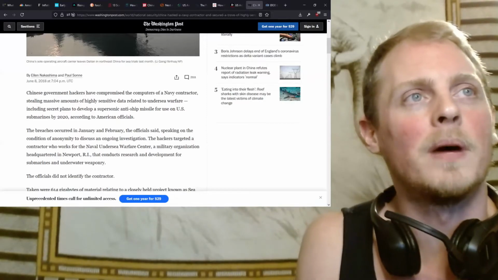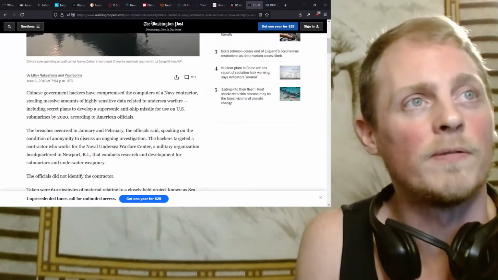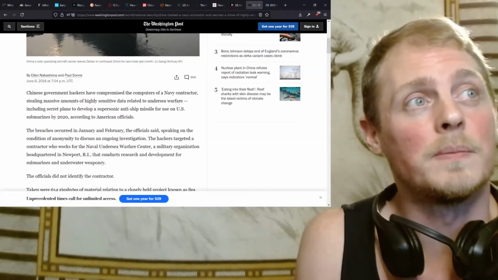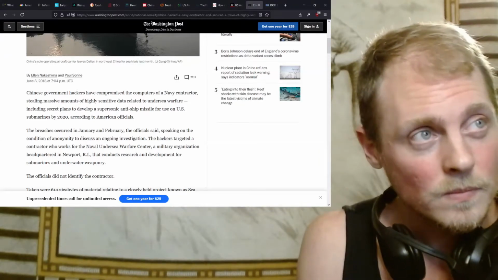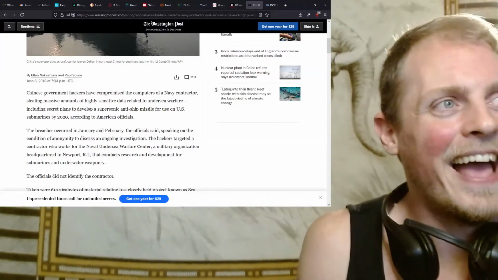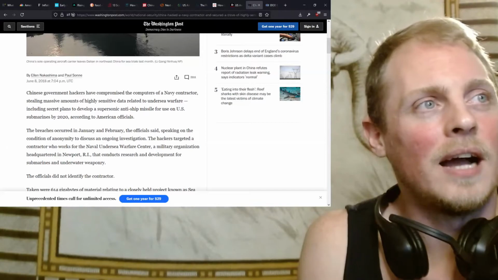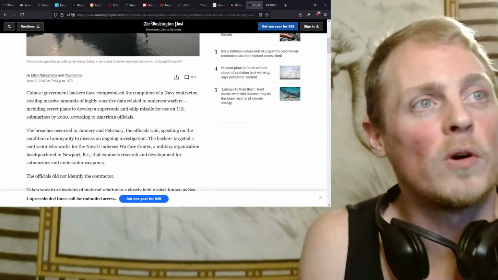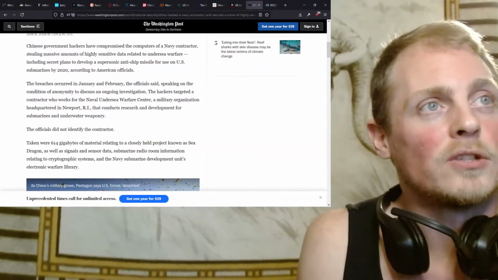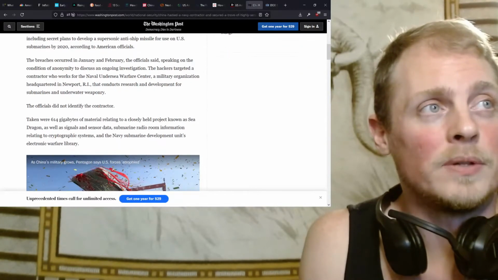Chinese government hackers have compromised the computers of a Navy contractor, stealing massive amounts of highly sensitive data related to undersea warfare, including secret plans to develop a supersonic anti-ship missile for use on U.S. submarines by 2020. The breaches occurred in January and February, the official said, speaking on the condition of anonymity to discuss an ongoing investigation. The hackers targeted a contractor who works for the Naval Undersea Warfare Center, a military organization headquartered in Newport, Rhode Island, that conducts research and development for submarines and underwater weaponry.